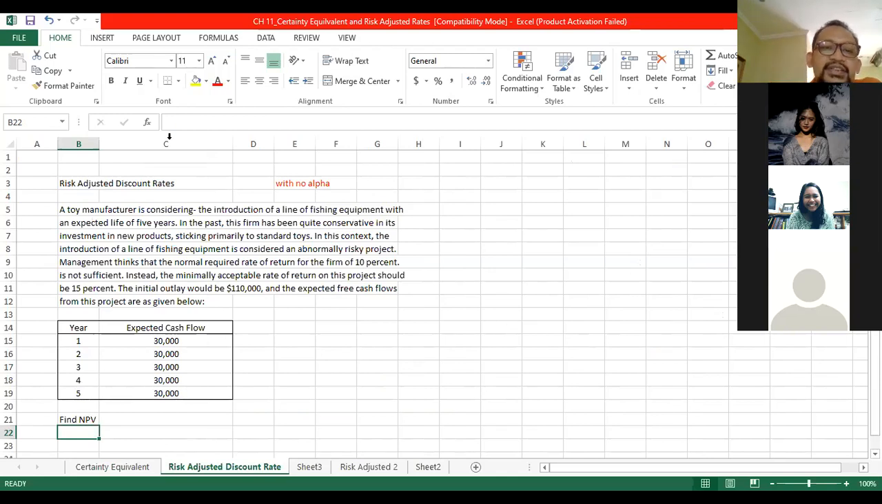In this example, you don't have alpha. Simply, this is your expected value, this is the year. This is an example, you can just read this.